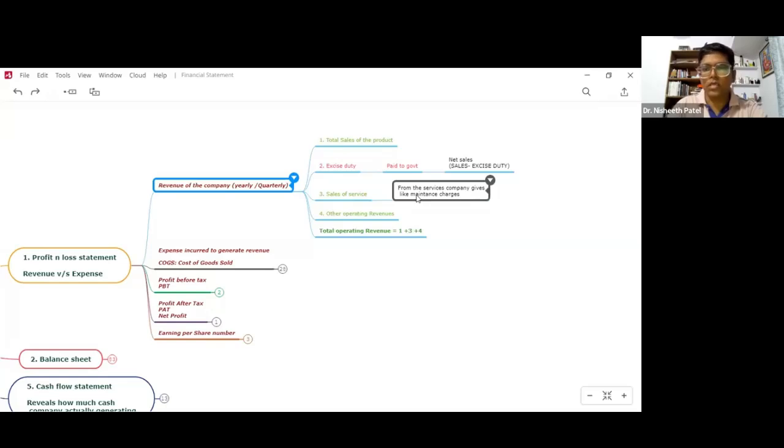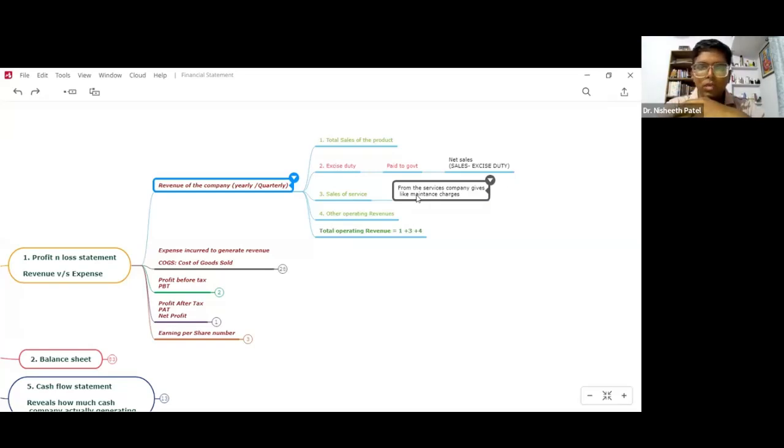Sales of the service means the company is taking maintenance charges. If you have purchased a lift and you are paying an AMC of some amount of rupees, that is included in the sales of the service from that company's point of view. Now, there is one thing: the excise duty that has been paid to the government. So net sales is sales minus excise duty. We won't go into much detail on all these things, but have a good look at this.